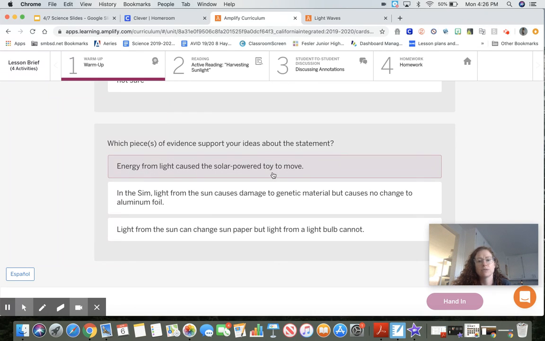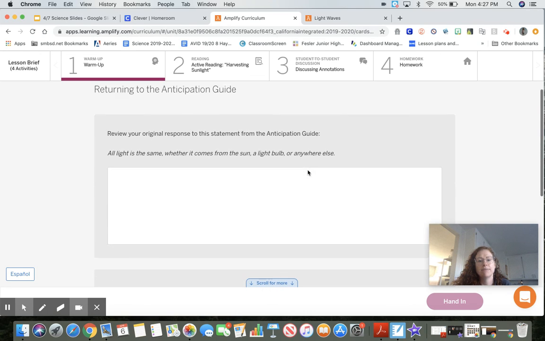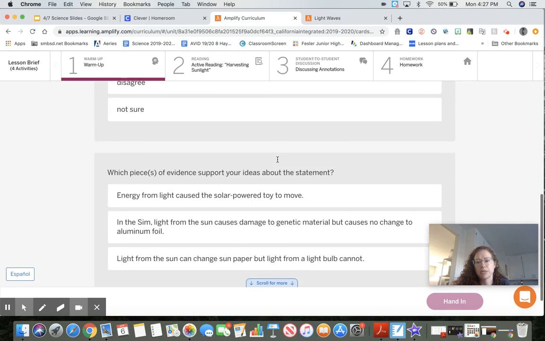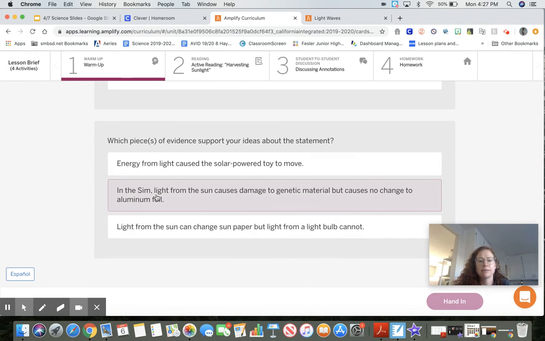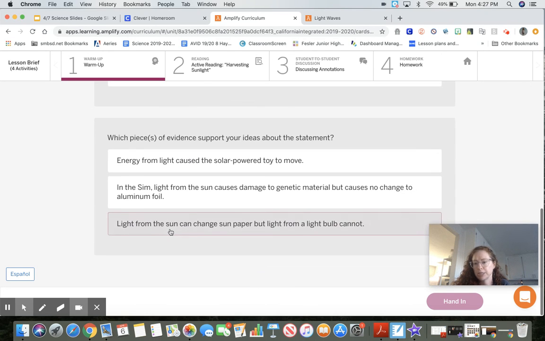Energy from light causes a solar power toy to move. Does that describe the difference between the sun and the light bulb? That's my question. In the sim, light from the sun caused damage to genetic material, but caused no change to the aluminum foil. Is that comparing the sun to the light bulb? Light from the sun can change sandpaper, but light from a light bulb cannot. That one is describing the change between light bulb and sun. That's my little hint on that.